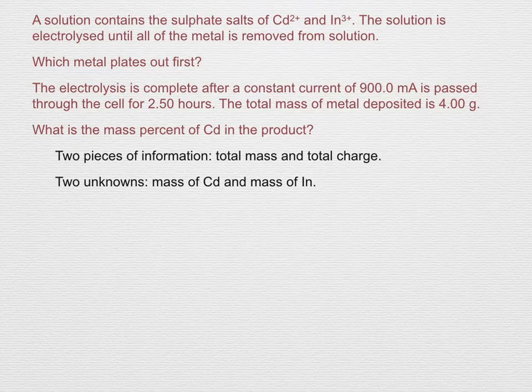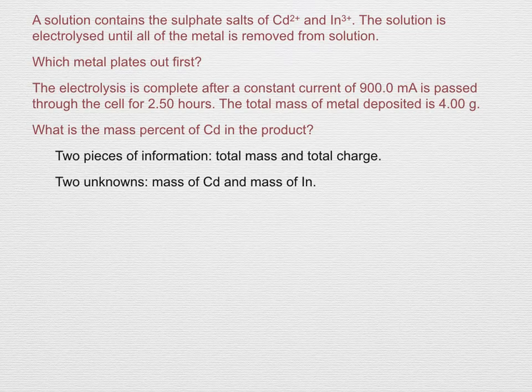Now the hint is to notice that you have 2 significant pieces of information, the total mass deposited and the total charge passed through the cell. You also have 2 unknowns, the mass of cadmium and the mass of indium. In solving problems in general, one thing to always look for is that you have enough information. When you have as many equations as you have unknowns, then you are able to solve the problem.